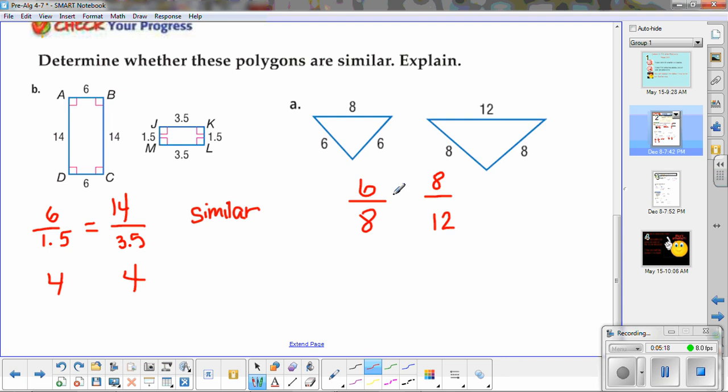6/8 is the same thing as 3/4 or 0.75. And 8/12 is the same thing as 2/3 or 0.6 repeating. Since those two ratios are not equal, these two triangles are not similar.